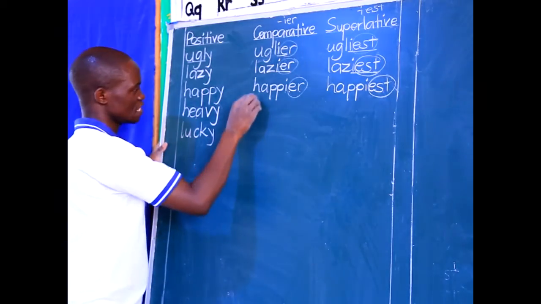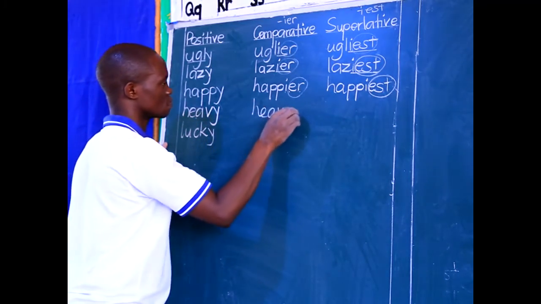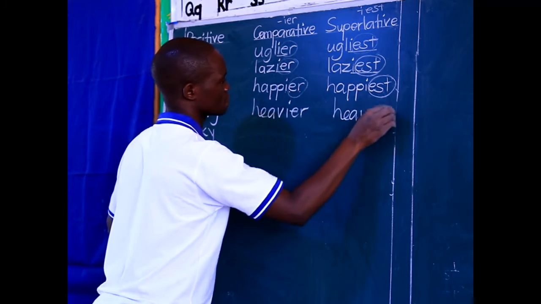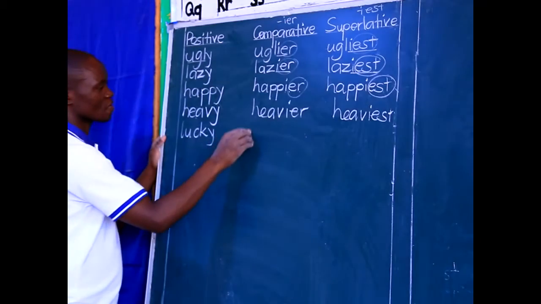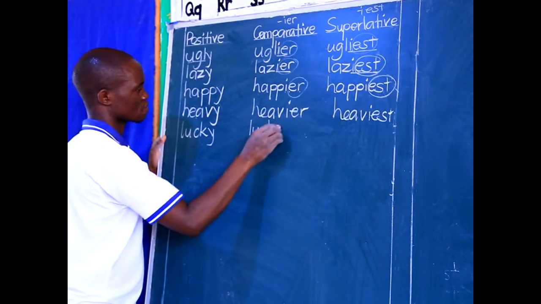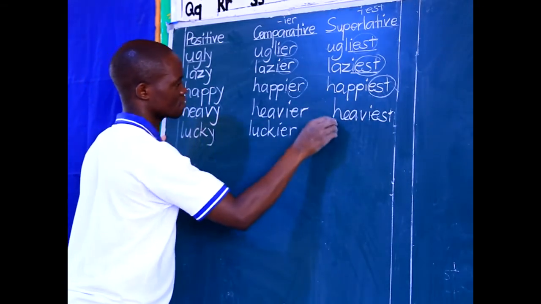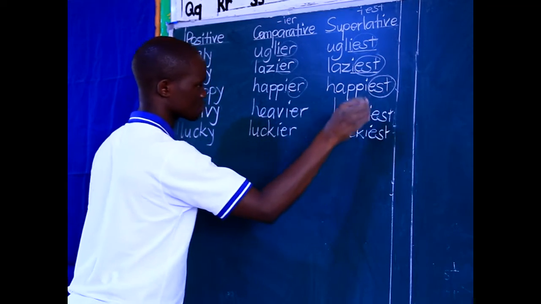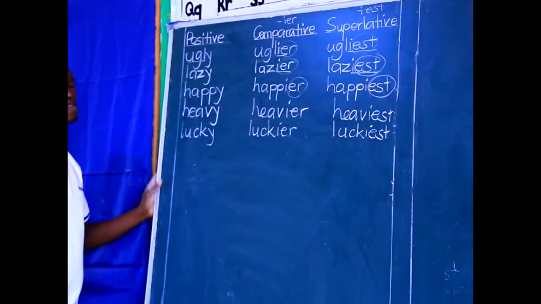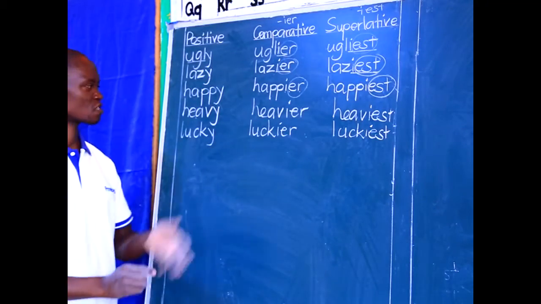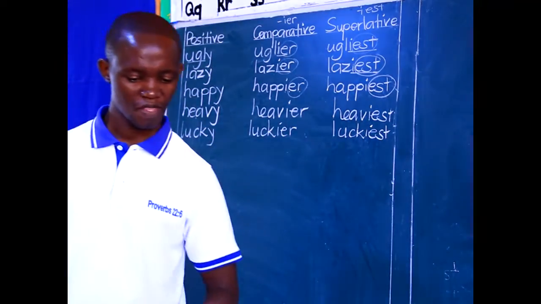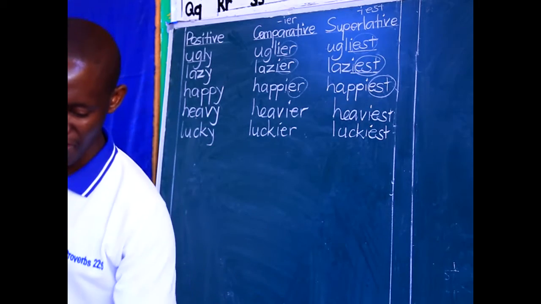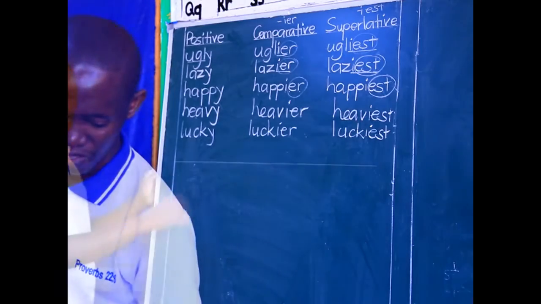Heavy, heavier, and lastly, heaviest. Then we have lucky, which changes to luckier. And lastly, luckiest. There are many more adjectives that end in Y, that Y coming after a consonant, and they follow the same trend. We may not exhaust all of them.